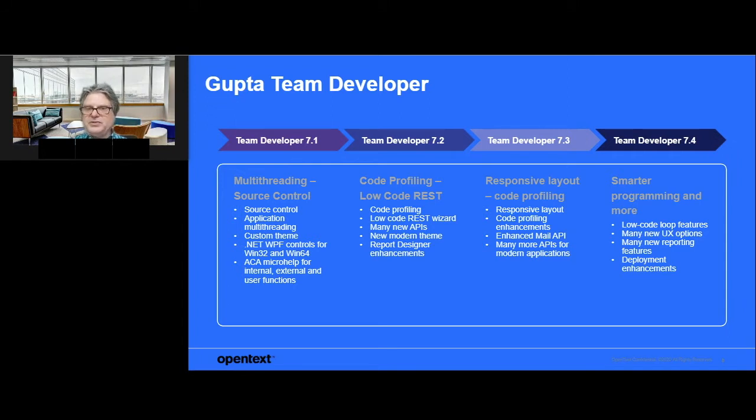In Team Developer 7.3, we then concentrated on responsive layout and code profiling. So we started supporting very large displays, and that route has been going on for several releases. There was more coming for large displays in Team Developer 7.4, and Helmut will today talk about that in detail because there are quite a number of pretty good features to support the screen area or the screen real estate that you gain when you use very large monitors.